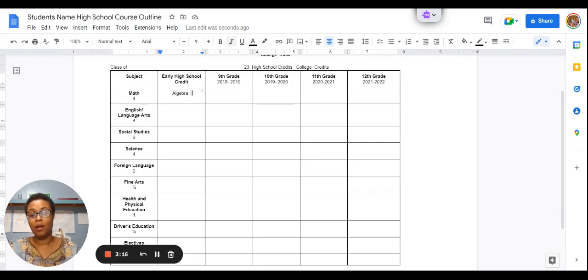Because like I said, I have a rising 10th grader and I have a child that just graduated. So you don't have to start Algebra 1 until 9th grade, but they have to start Algebra 1 by 9th grade if you're going towards college. But like I said, most homeschoolers tend to take it between 7th and 8th grade. They take Algebra 1, which means that they'll go into 9th grade. So I put that under early high school credits.